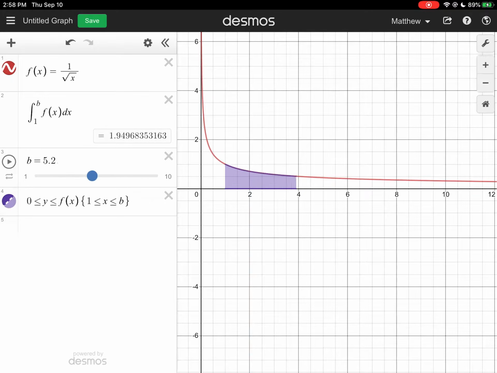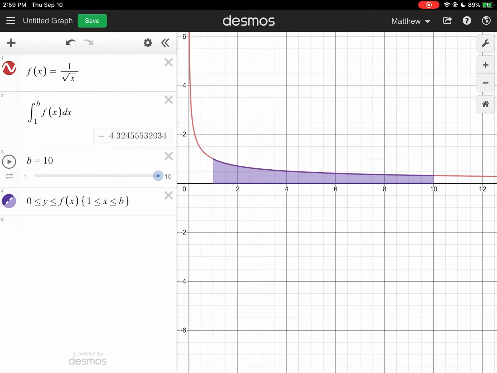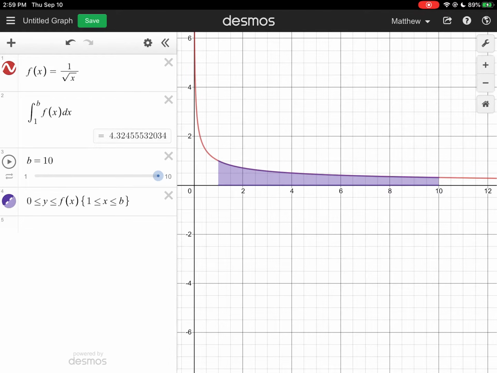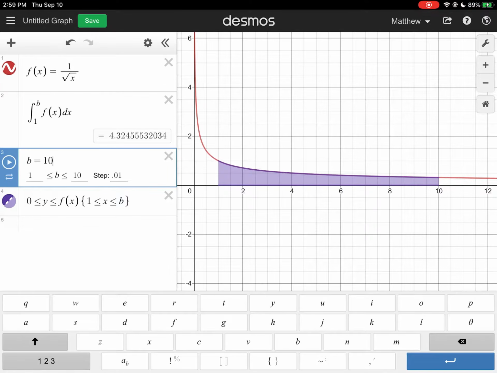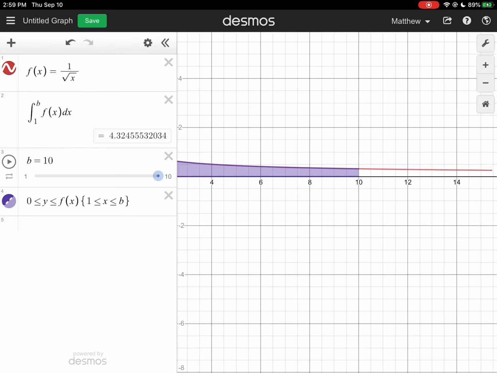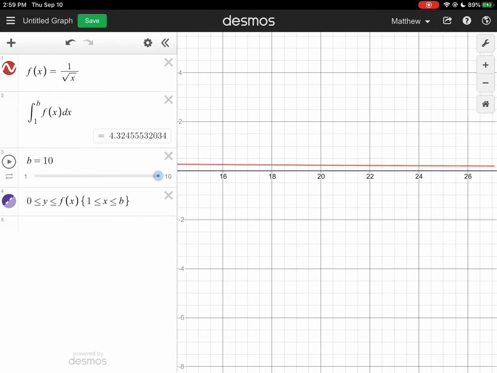I can drag b and create something I can interact with as I drag b around and get different answers for different amounts of area. And if I stop it at 10, then the current amount of area is this 4.324 figure. But the question is, what happens if b just keeps getting bigger and bigger and bigger? Because we're saying that we want b to approach infinity. We want this region, the shading, to go on essentially forever.